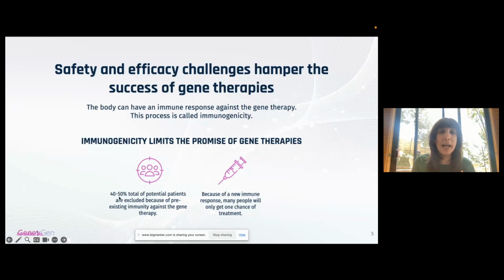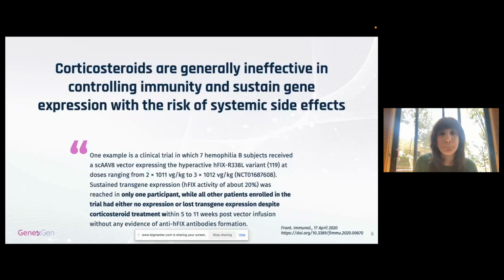As such, about 40 to 50% of total patients that could otherwise be included in gene therapy trials are excluded because of circulating antibodies that recognize these viruses and disable them. And because of the new immune response that many people form after they receive the first dose of gene therapy, redosing becomes an issue.